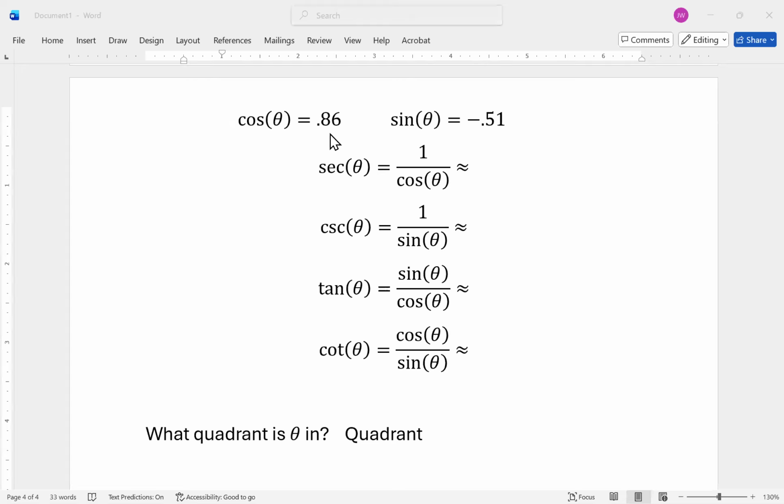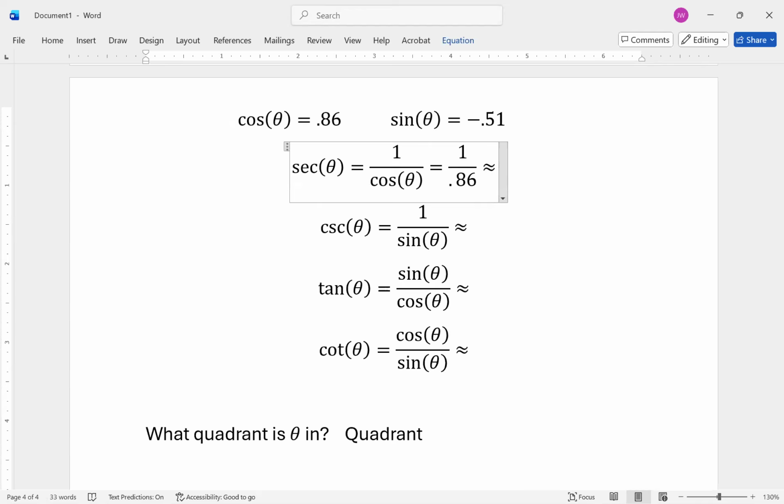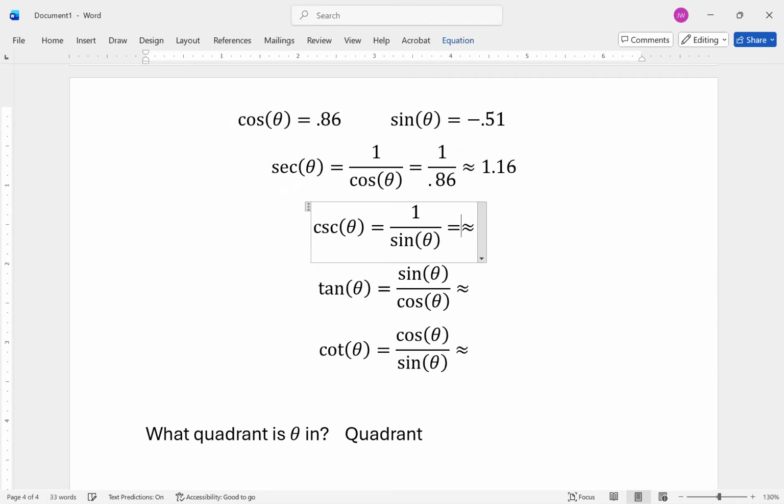All right, so let's jump to it. Pretty straightforward if I'm given cosine and sine. If I want to find secant, it's 1 over cosine. So what that's going to be is 1 over 0.86 in this case. And if you calculate that, you get about 1.16. Cosecant is going to be 1 over negative 0.51. 1 over negative 0.51 is about negative 1.96.